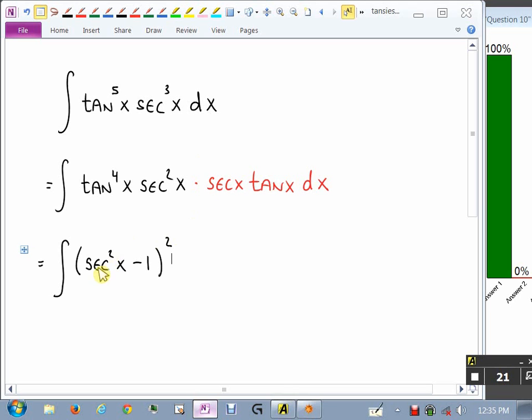So just keep in mind, secant squared x minus 1 is tangent squared x. Squared means to the fourth power. And then the second secant squared is next to it. And then our secant x tangent x dx.